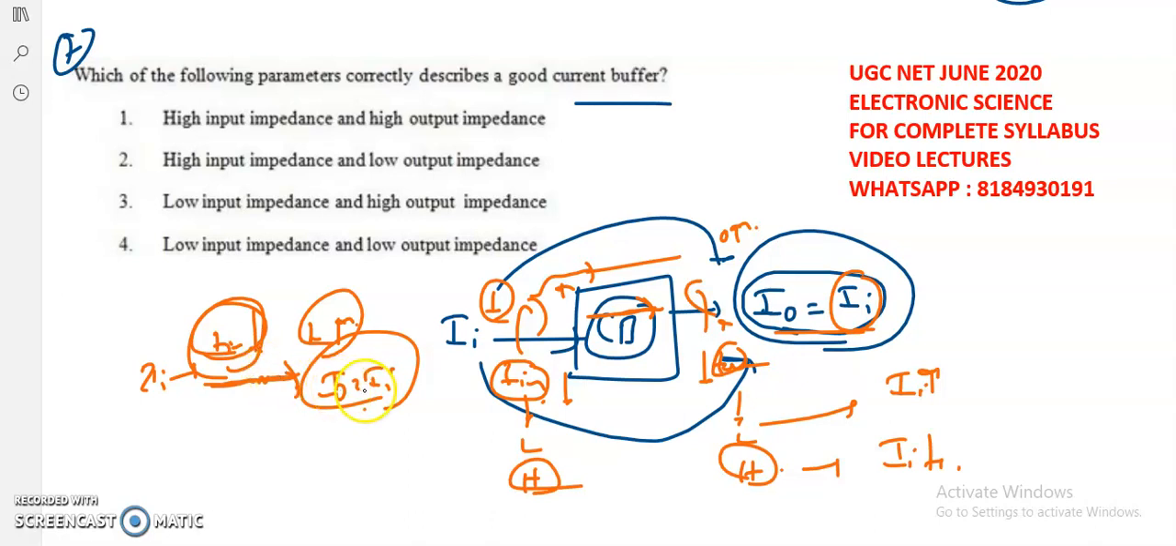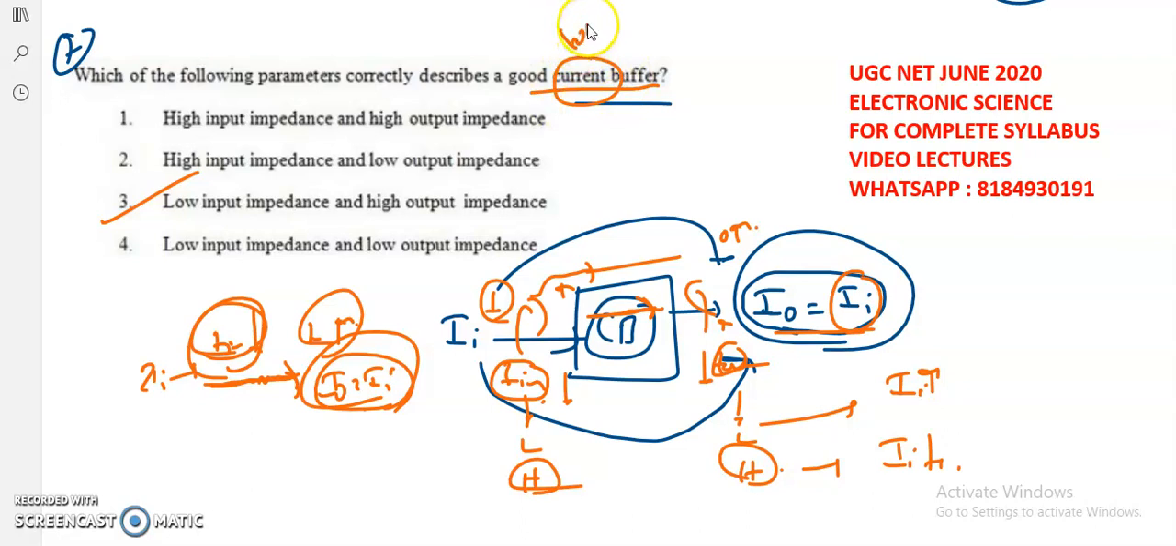After amplification we have to get I naught equal to I, so the output impedance must be high, then the amplified signal will come back to the same as the input current. That's why input impedance must be less and output impedance must be high. So here the third option is the correct one for good current buffers.